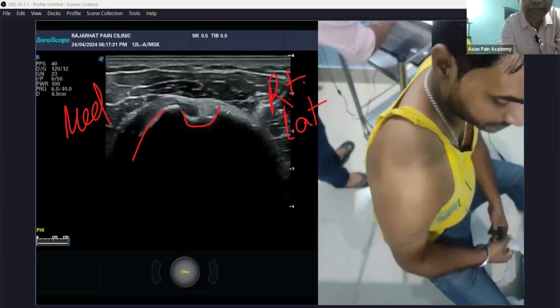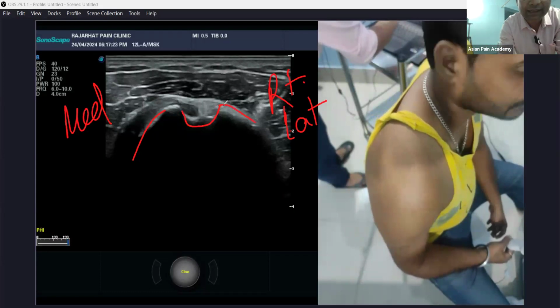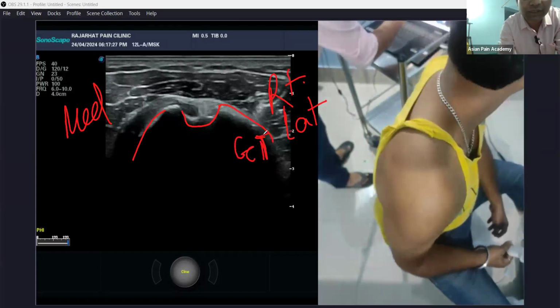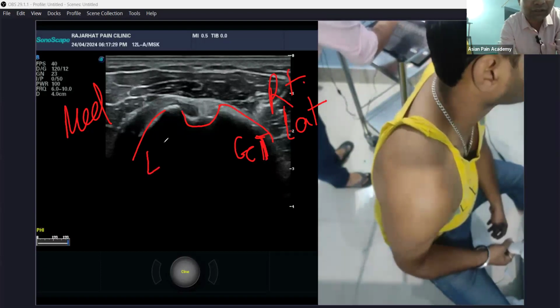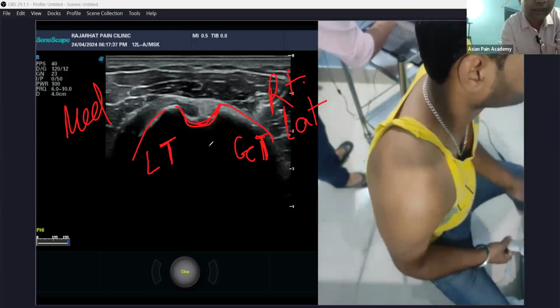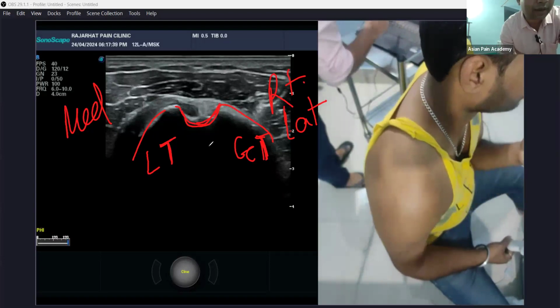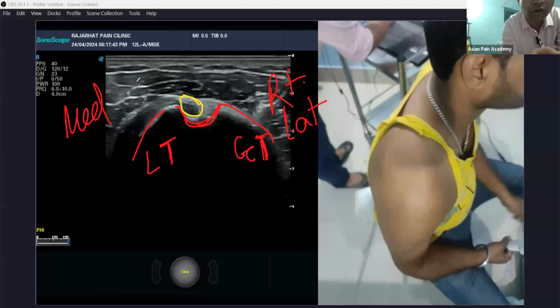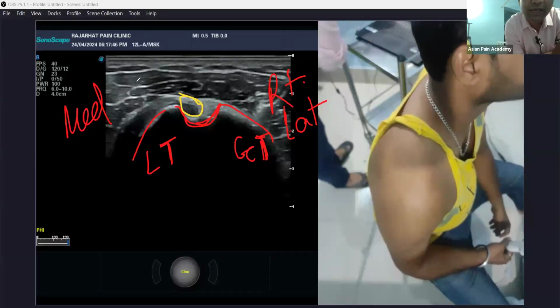So what can we see? On the right side, since it is the lateral side, it has to be the greater tuberosity side, and the other has to be the lesser tuberosity side. And if this is the bicipital groove, then what should be lying there? This is nothing but the long head of biceps tendon in a short axis view.